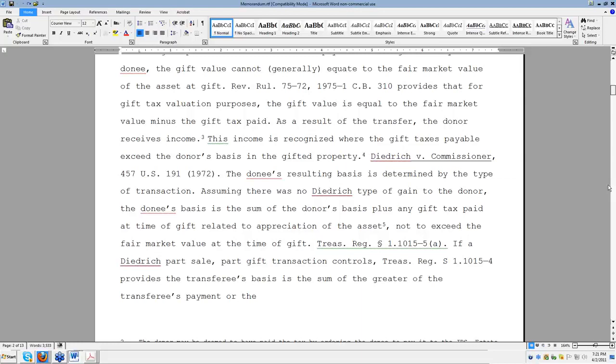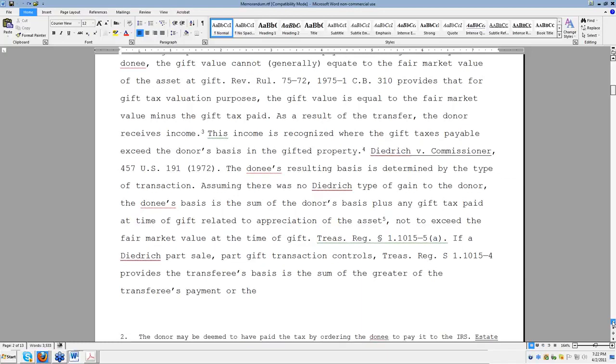Treasury Regulation 1.1015-5A. If a Diedrich part sale, part gift transaction controls, Treasury Regulation 1.1015-4 provides the transferee's basis is the sum of the greater of the transferee's payment. Read that one Treasury Regulation again, because you garbled it. Treasury Regulation Section 1.1015-4 provides that the transferee's basis is the sum of the greater of the transferee's payment.